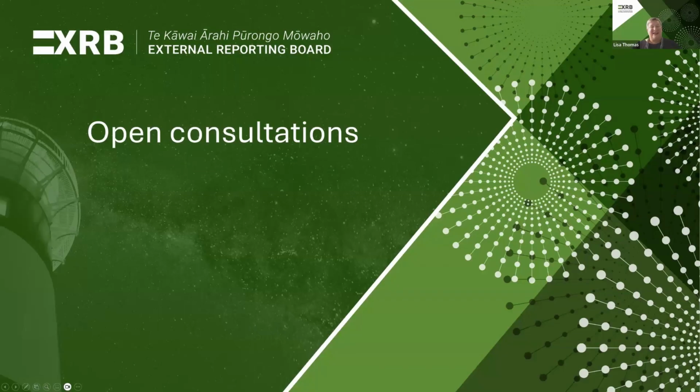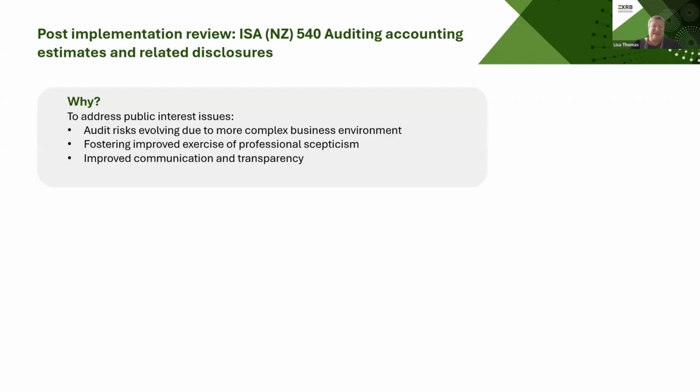Thanks, Karen. At this time I'd like to update you on some post-implementation reviews that we currently have underway. The first one I'd like to take you through is ISA NZ 540, which is the auditing standard for auditing accounting estimates and their related disclosures. This standard was revised in 2018. First of all, let's take a look at why it was revised.